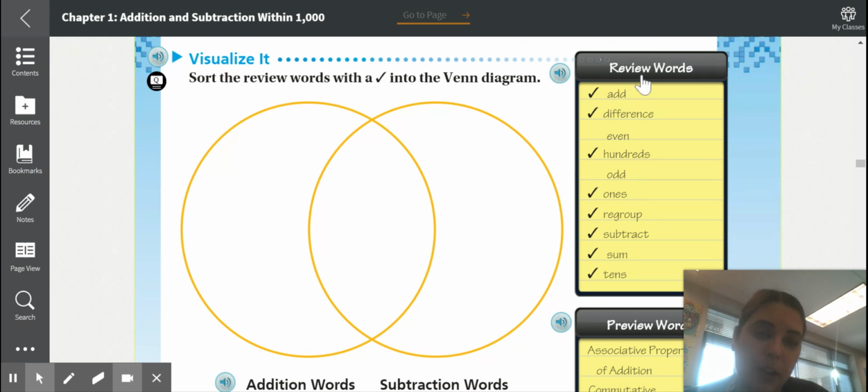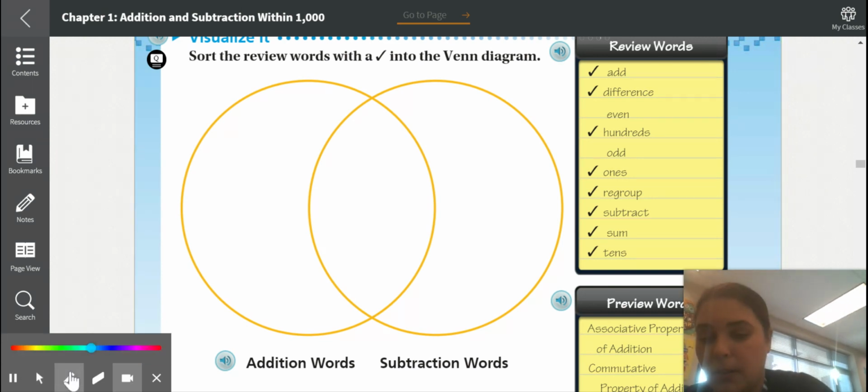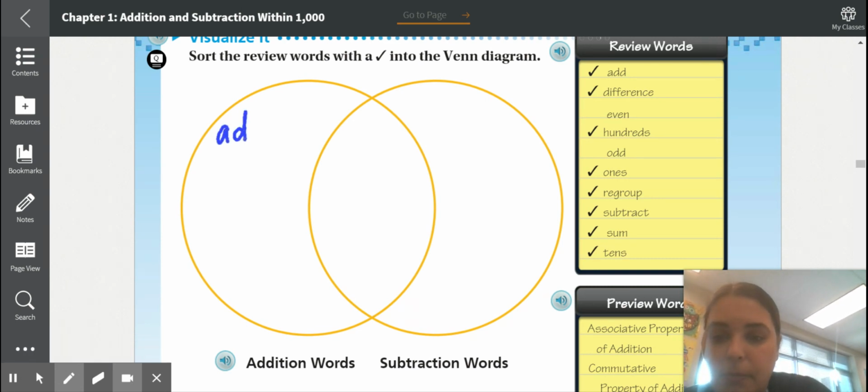So we're looking over here in this yellow box where it says review words, and we're focusing on the ones with a check. The first one with a check says add. Would add go under addition or subtraction? If you're thinking addition, you're right. When we do addition, we are adding numbers together. So let's write the word add under addition. Then we can cross it off.